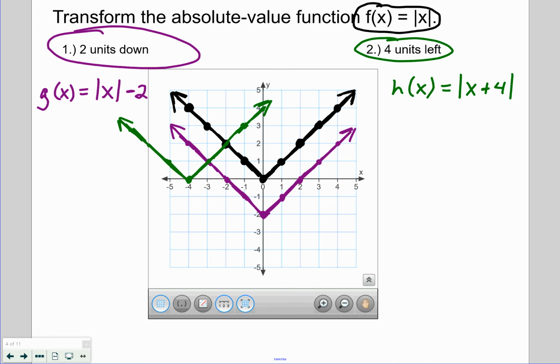Now, many students look at that like, wait, didn't you just tell me that you're shifting left 4 units, so it's negative 4? Why did I write positive 4? Why did I write plus 4? Wait for it, I'm going to explain why. Okay. Everybody good on green? Okay, now let's explain why.